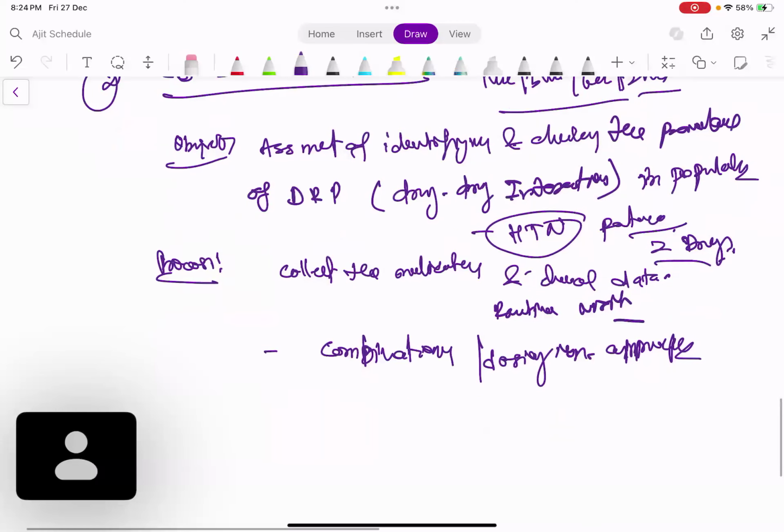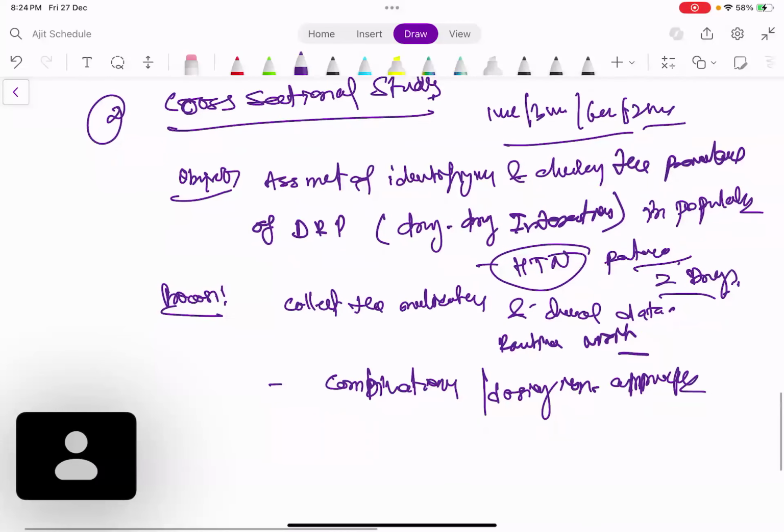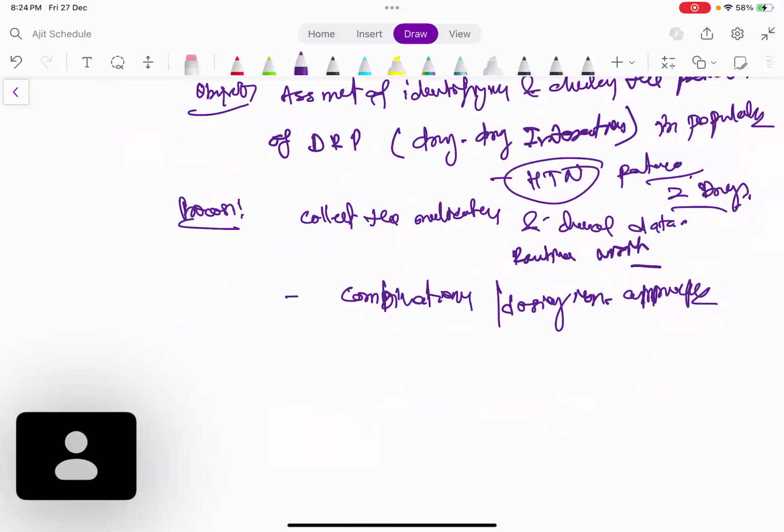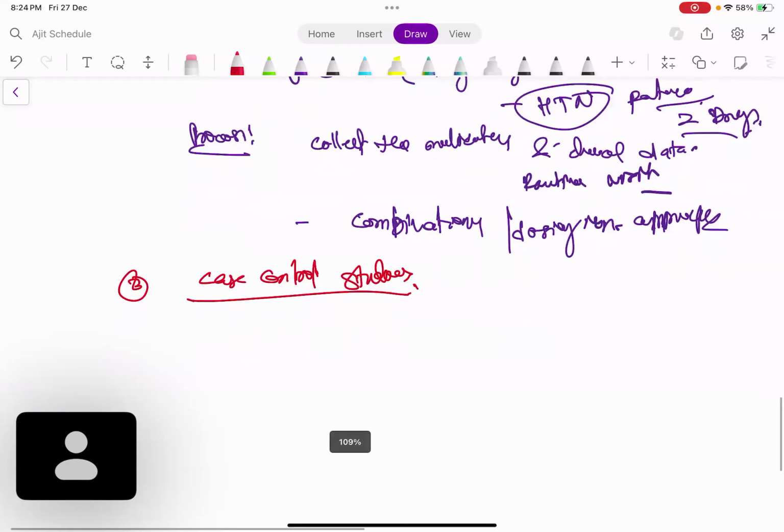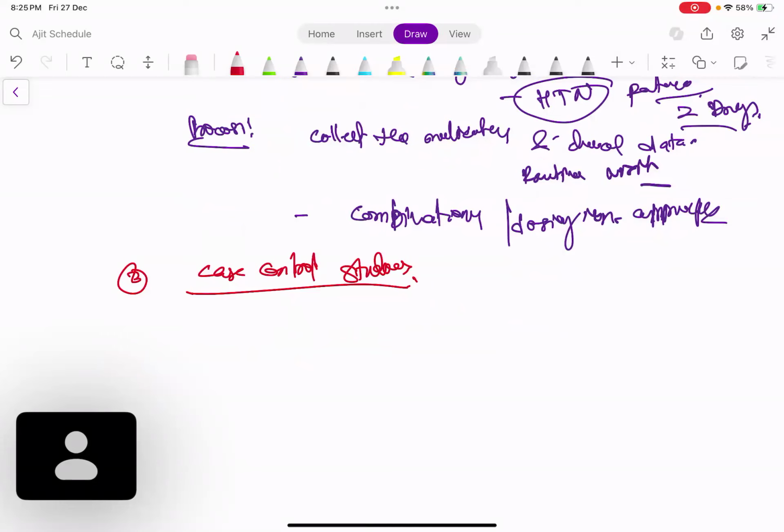You can construct the cross sectional study, and let me tell you the third type: you can also construct case control studies. We can do case control studies when we are talking about drug safety and assessment. When we are talking about drug safety and assessment, we definitely have to talk about ADRs, drug related problems and all.